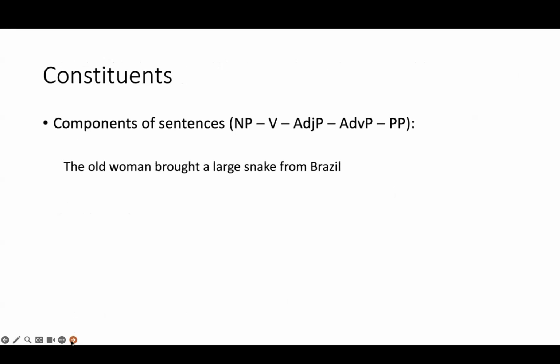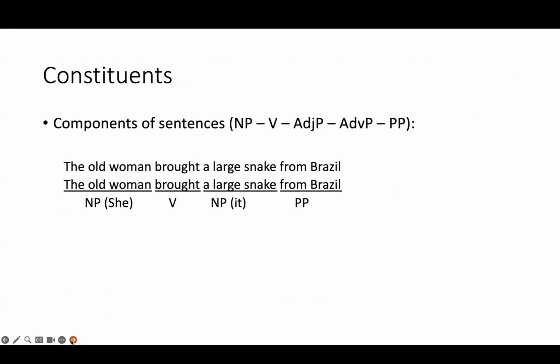All right. So with that, we talked about the constituents, which are basically the components of a sentence, and we divided them into large initial categories, which were the subject, like in the case of the old woman, which is a noun phrase, and the predicate or the verb phrase, which is brought a large snake from Brazil. And then we broke them further down into chunks larger than words, chunks that cover several words, but that are full constituents of a sentence.